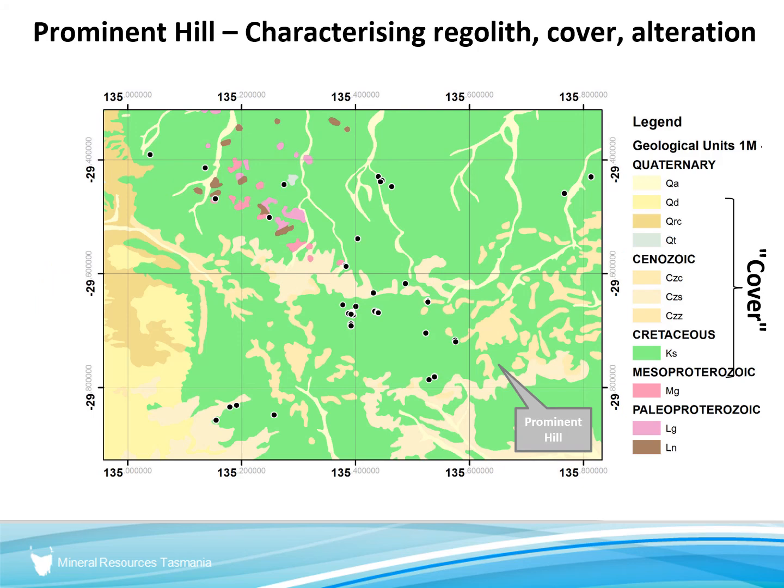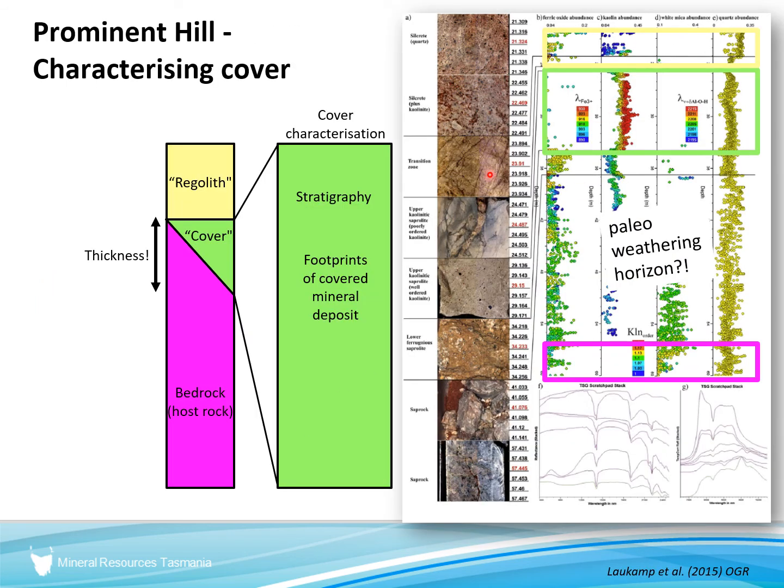Characterizing regolith and cover, here we're at Prominent Hill, and it can be very hard to tell what's regolith, what's cover, and what's bedrock, but with the HyLogger, I won't go into the details here, but we can see the general nature of these plots. We can characterize the different types of cover, 3 different types of cover, and the bedrock quite easily. And these are typically done by measuring kaolinite, illite, that sort of thing.